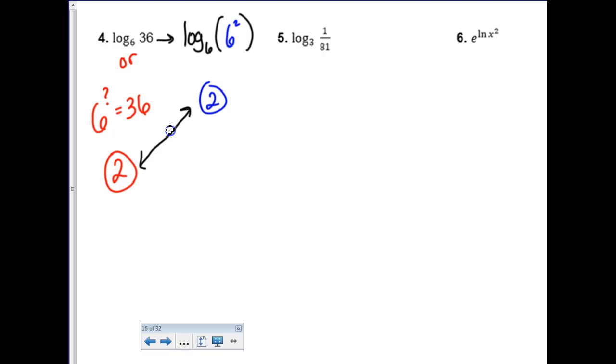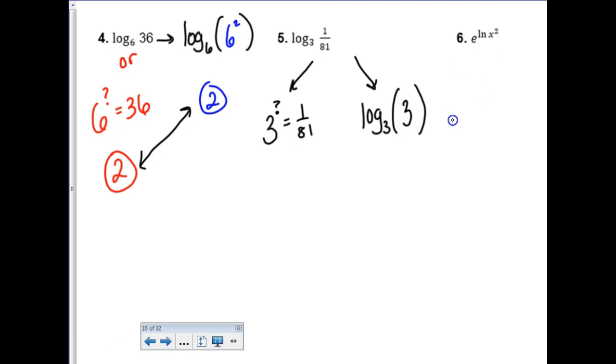All right, number 5. Log base 3 of 1 over 81. So your choice. You can either rewrite it as an exponential, or you can rewrite it so they have matching bases. So, I don't care. Rewriting as an exponential would be 3 to what mystery power gives you 1 over 81. If you rewrote it with matching bases, can anyone think of a way to rewrite 1 over 81 as a base 3? That's kind of confusing.